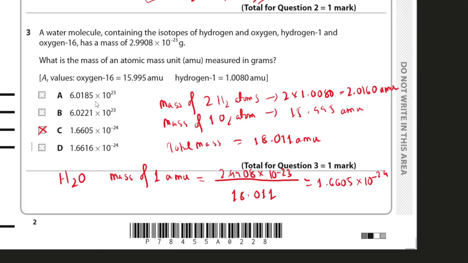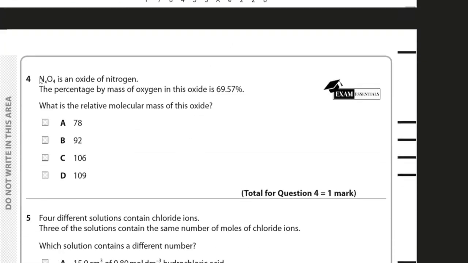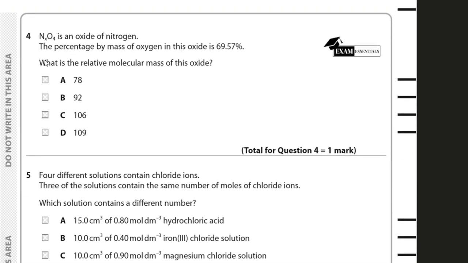So that is how you solve problems associated with finding mass in atomic mass units if the mass in grams and the required data values are provided. Moving on, the next question is about NXO4, which is an oxide of nitrogen.